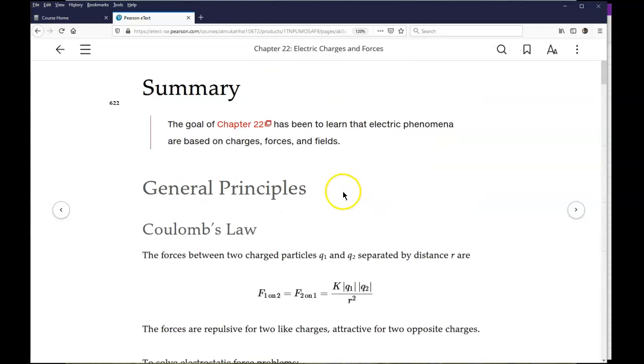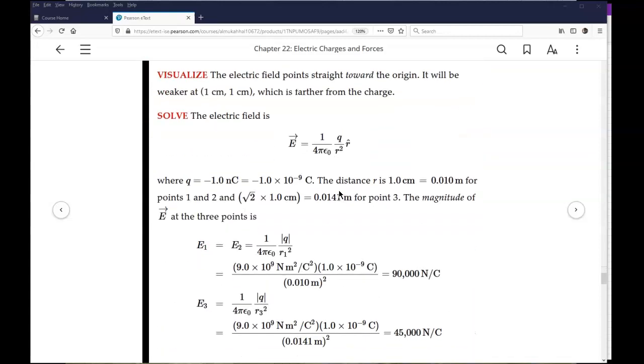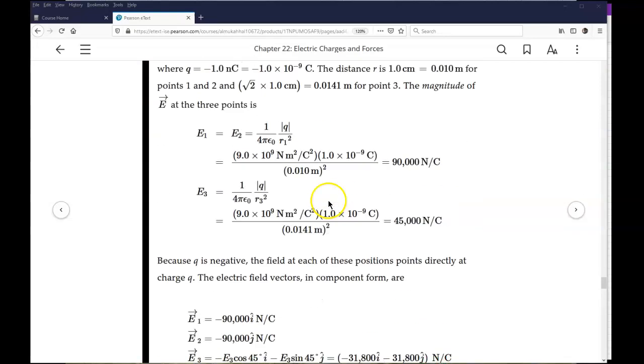You know, I'm going to stop the video and I'll come back to you in a second. Sorry. Okay, I'm back. It took me like 3 minutes to find the page. There we go. Example 22.7, calculating the electric field. The diagram is right here. Let me just read the statement.